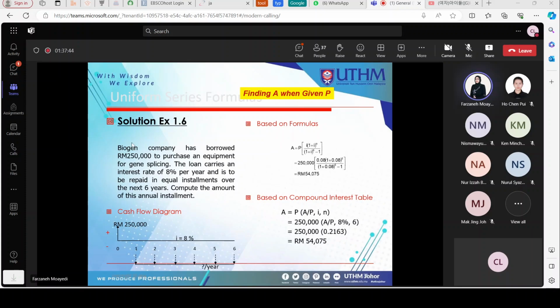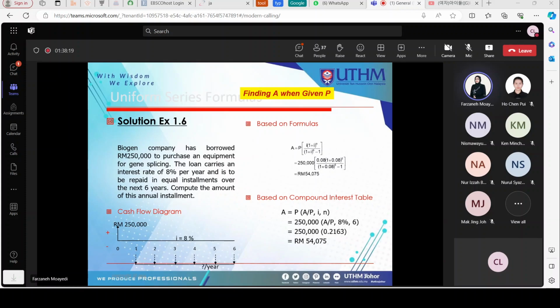Okay, so you can see Boeing Company has borrowed 250,000 to purchase an equipment. So that means the 250,000 is actually a present value. So the present value is going to be 250,000. The loan carries an interest of 8%, so I equals 8%. And it is to be repaid in equal installments for 6 years. So the duration is 6 years, and equal installment means that every single year you are going to pay the same amount of money.